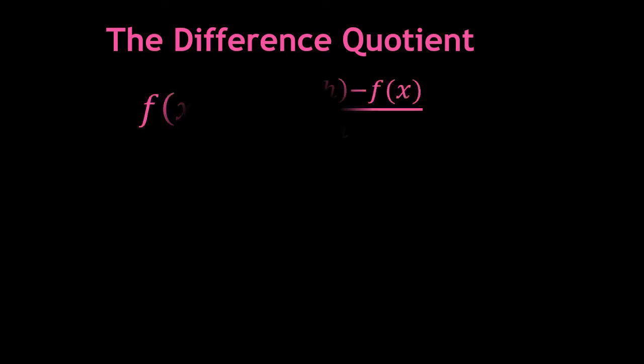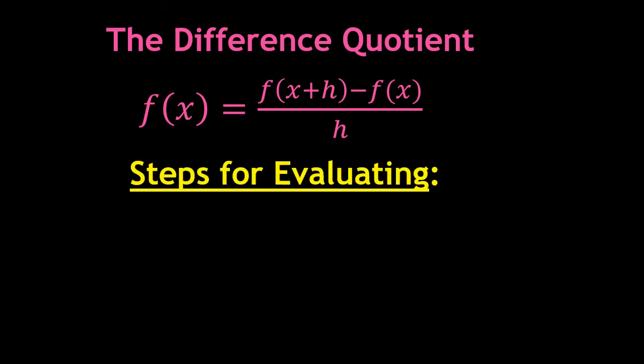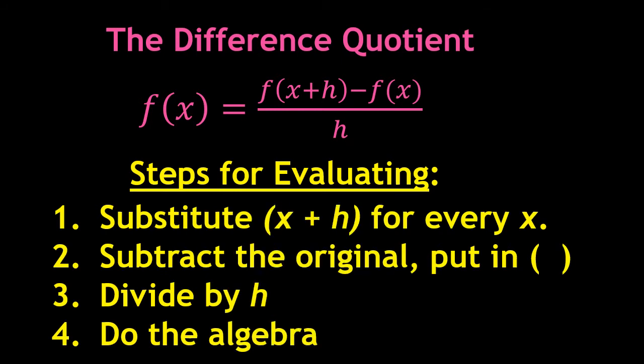All right, the difference quotient is the function f of x plus h minus f of x, all over h. And there are a couple steps that I tend to go to when we evaluate the difference function. The first one is to substitute x plus h for every x in the function that you are given. So take that step, break it down, do that first. When you are done with that, we're going to subtract the original function. Make sure we put it in parentheses because this negative right here has to be distributed to everything in this function here. And then we're going to divide by h and do the algebra.